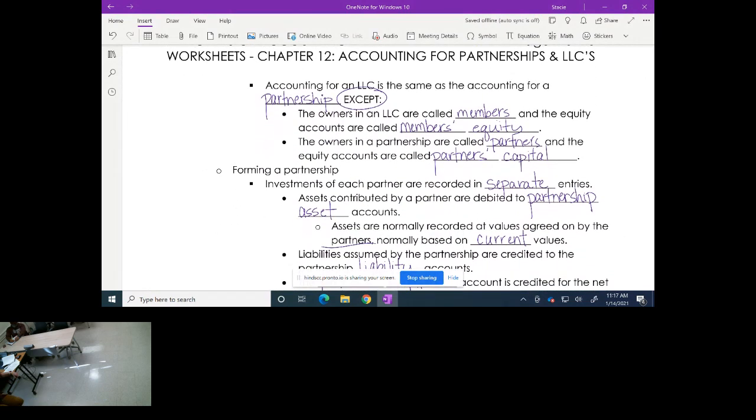All right, so accounting for an LLC is the same as accounting for a partnership, except the owners are called members. You have members' equity, and in a partnership, it's partners' capital. It's just terminology as far as the accounting for it. So when a partnership is formed, when you have nothing, and two or more people get together to form a partnership, when you're making the entries for the books, you're going to do a separate entry for each partner's contribution. So anything they put in is going to go to the appropriate asset account.